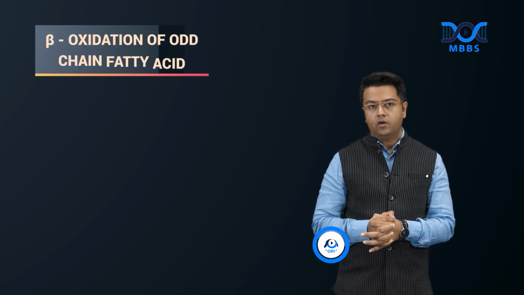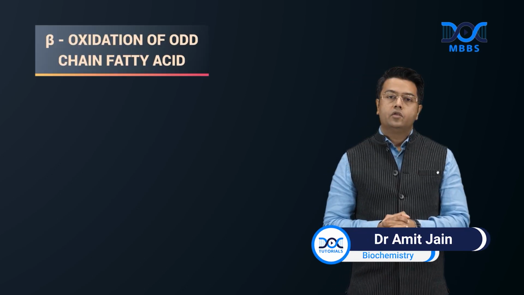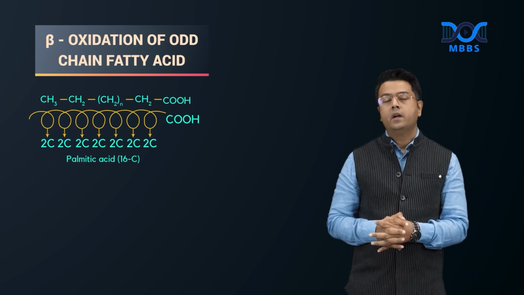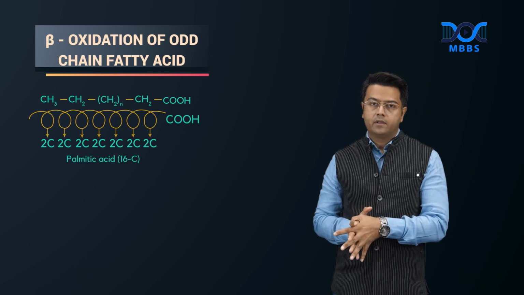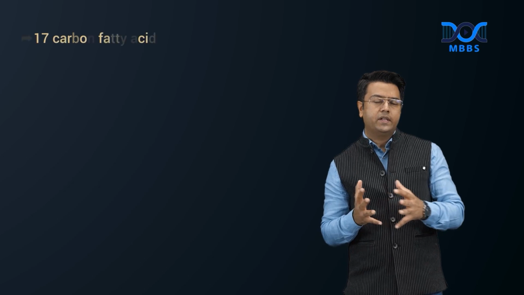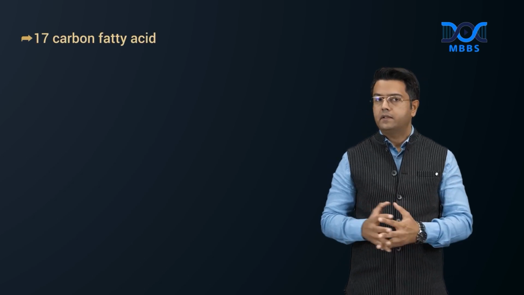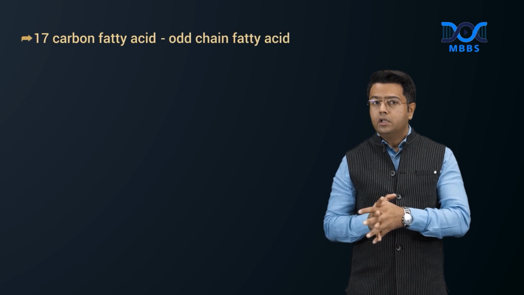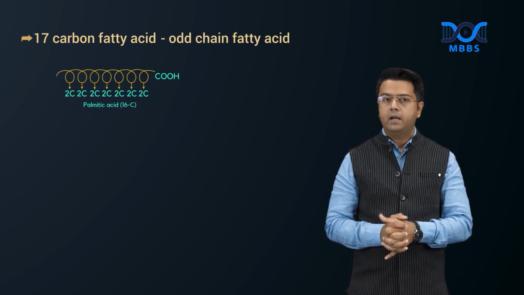The beta oxidation of other fatty acids. So beta oxidation of odd chain fatty acids, if we have to perform, then what will be the end result? So let's talk about a 17 carbon fatty acid. Now guys, when we are doing the beta oxidation of these odd chain fatty acids, what will happen?